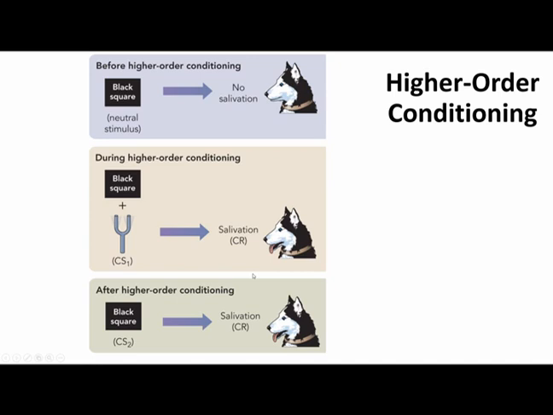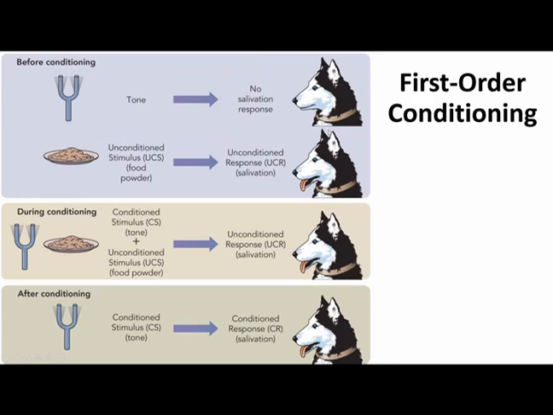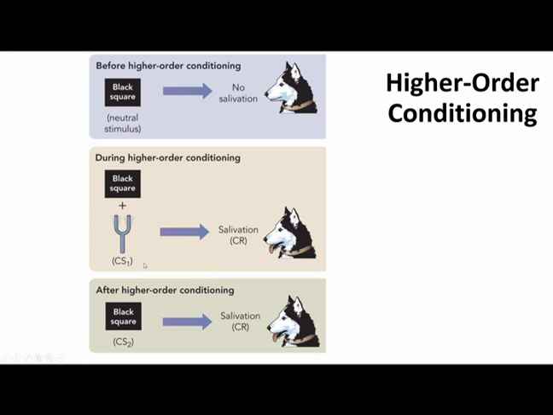But let's look at our example of higher order conditioning here, of specifically second order conditioning. So in order to have this second order conditioning, we actually need to start with first order conditioning. So the first step is training our conditioned stimulus, our tone, to elicit a conditioned response. So when the dog hears this tone, they're going to salivate. That was step one. Step two is to go through the conditioning procedure again, but this time we're going to be pairing a neutral stimulus with a previously conditioned stimulus.